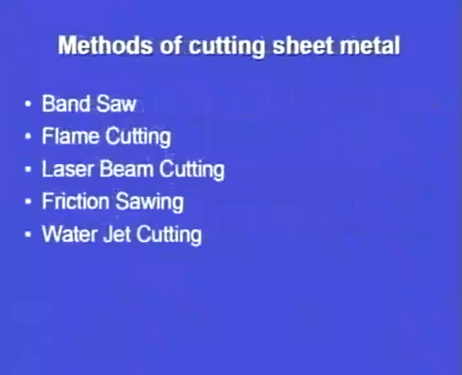Now, there are other methods of cutting sheet metal. These are by using a band saw, where we use a cutting blade which will slit the metal into two parts. If the thickness is more, we can cut it using flame cutting. Otherwise, we can go for laser beam cutting, which is the advanced technique for cutting sheet metal. We can go for friction sawing. Even water jet cutting can be used, where a jet of water laden with some abrasive particles is used to cut the sheet metal. So, depending upon the requirement of the final product, we have to decide which particular process or sheet metal operation we are going to use for making our final product.